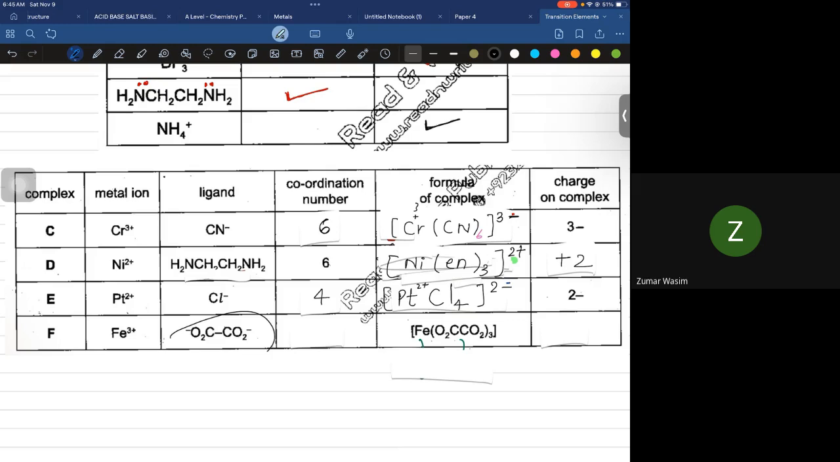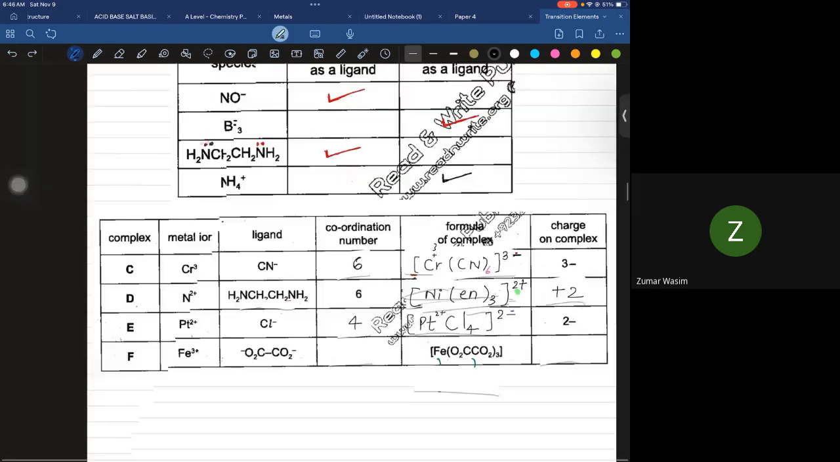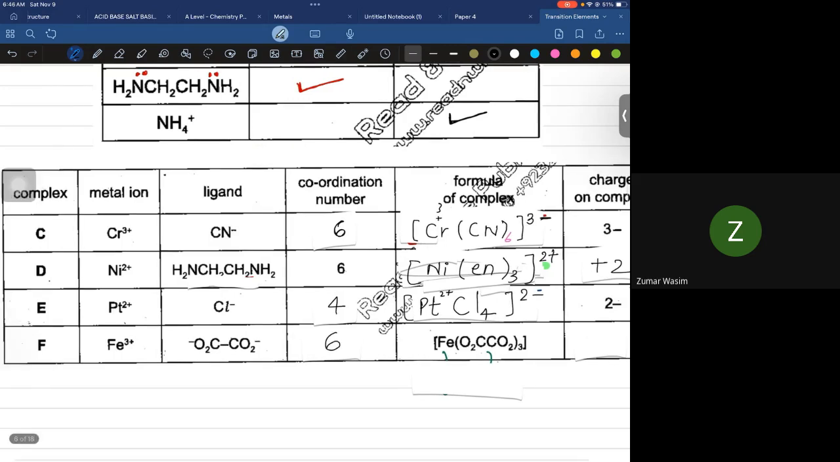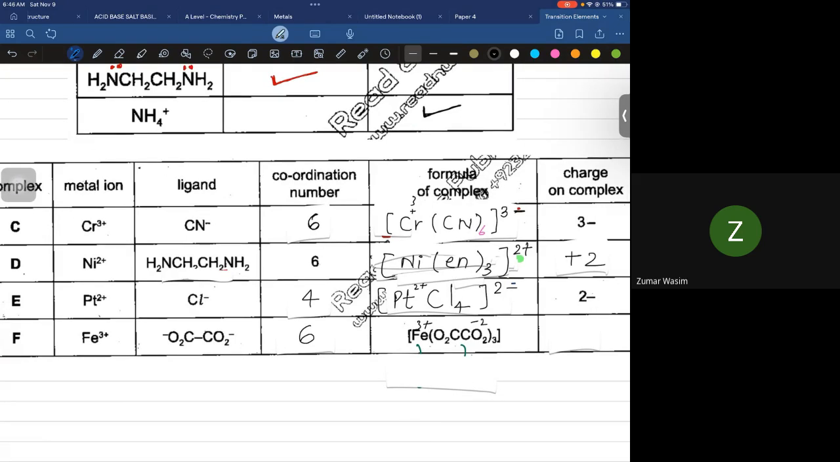So, this is having the two negative charges, which means that this is a bidentate ligand, right? Bidentate means each ligand is going to make two dative bonds. If we have three ligands, obviously they are going to make six dative bonds. So coordination number should be six. And since iron is 3 plus and each oxalate is minus 2, and there are 3, so minus 6 and plus 3 would give you minus 3. So the overall charge should be minus 3. Okay. Are you getting me, Zumar?